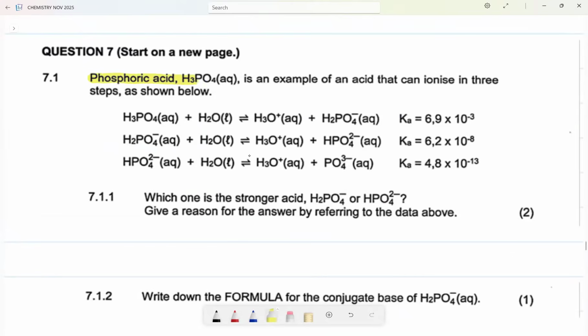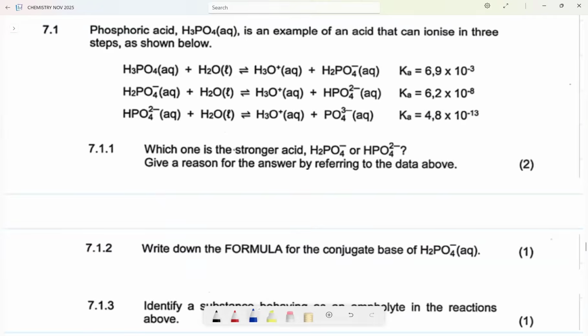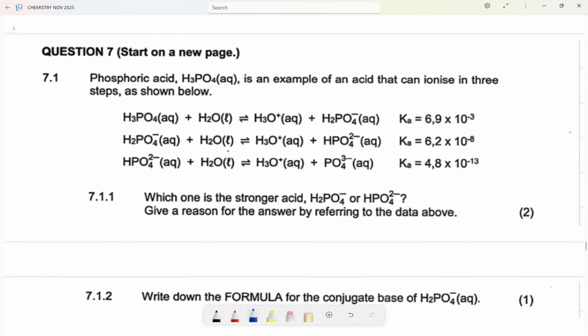7.1, phosphoric acid is an example of an acid that can ionize in 3 steps, okay? Because it has 3 protons, so it is triprotic, by the way. So it ionizes in the first step, second step, and third step, like that. Here they ask us which one between H2PO4 minus and HPO4 2 minus is a stronger acid between the two?